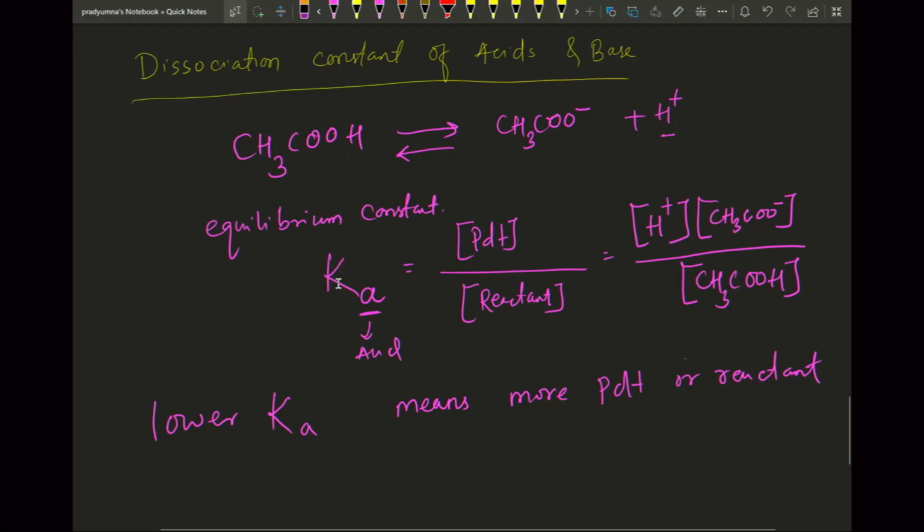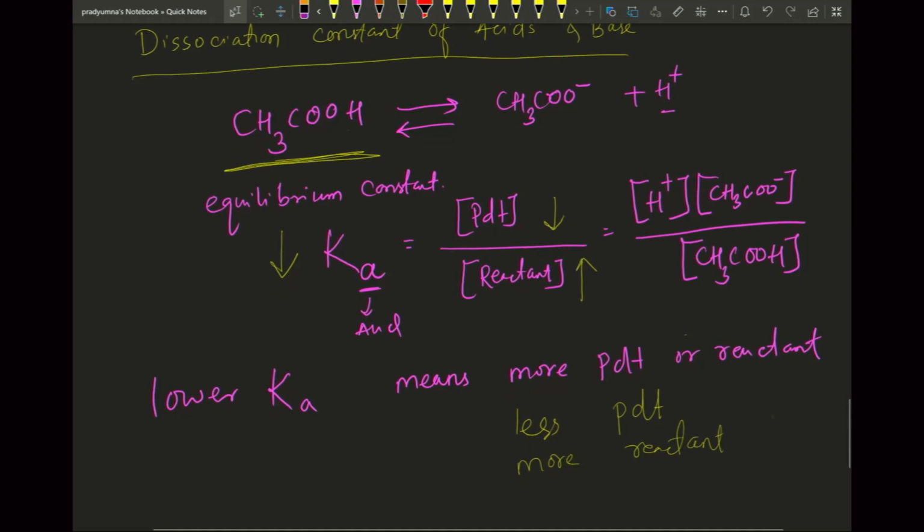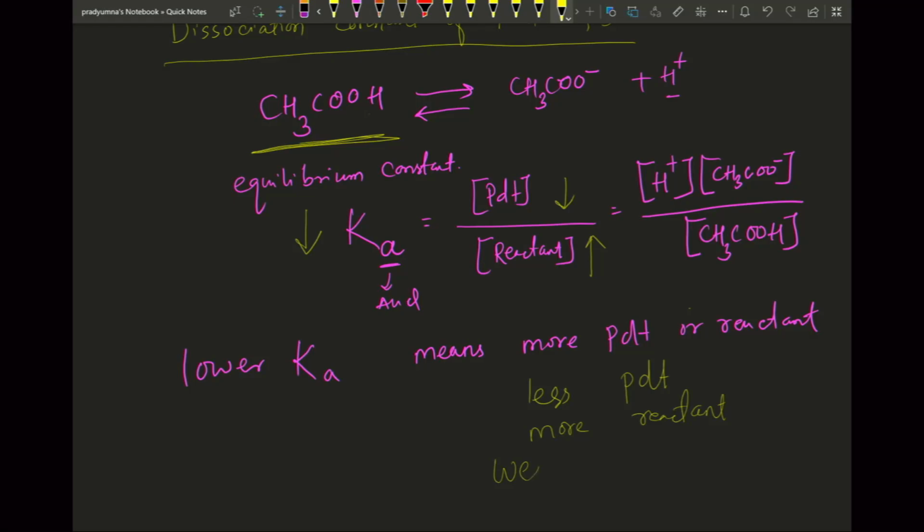In this case, if this number is lower, that means our numerator has to be lower as well, or the denominator has to be bigger. So if Ka is smaller, your numerator has to be smaller, and your reactant, which is the denominator, has to be bigger. So in this particular scenario, the acid is dissociating less, right? You're going to get less product and more reactant. So this means your acid is dissociating less, and if it is dissociating less, that means it is a weaker acid.